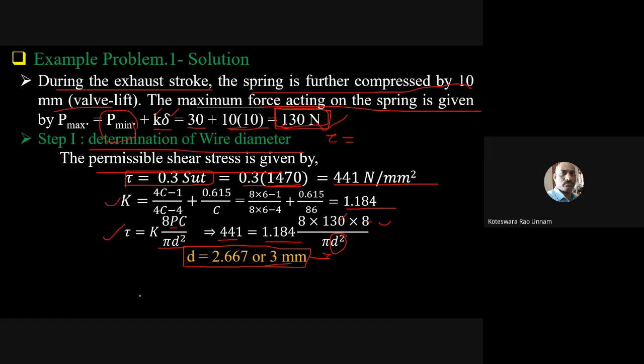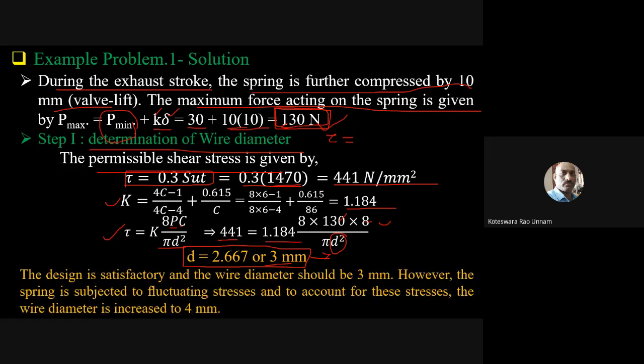Once you have the wire diameter, you can find the mean coil diameter also. The design is satisfactory and the wire diameter should be 3 mm. However, the spring is subjected to fluctuating stresses, and to account for these stresses, the wire diameter is increased to 4 mm. Here, why I wrote this statement is that you may have a confusion. From the calculations, we got only 2.67 and we rounded off that value to 3 mm, but still why are we increasing that to 4 mm?